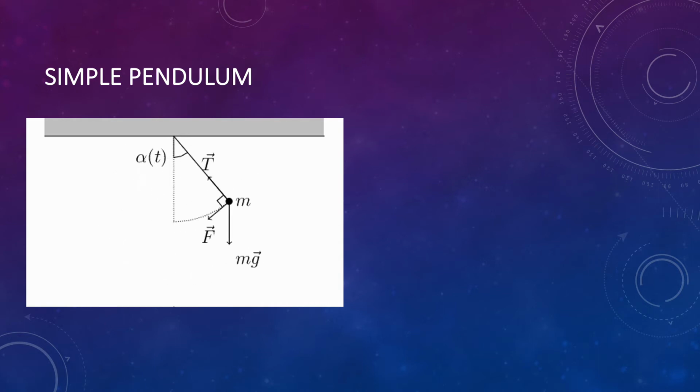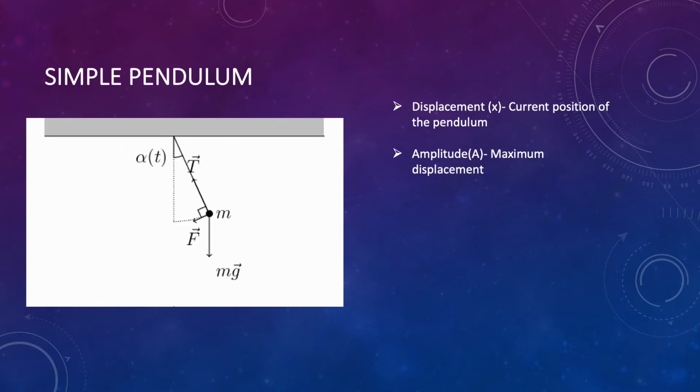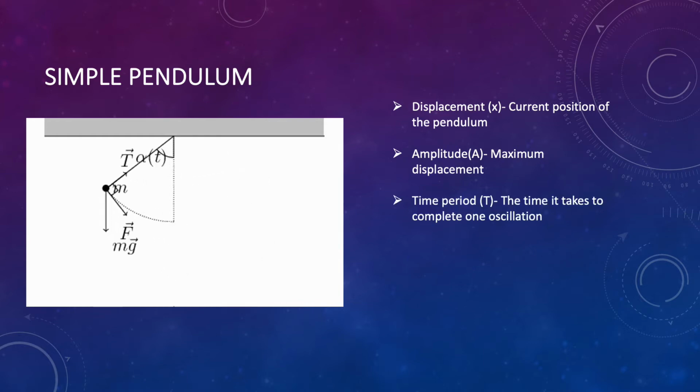The pendulum oscillates around a central midpoint, what we call the equilibrium position. We usually measure the current position of a pendulum from the equilibrium, and this is called the displacement. The maximum displacement of the pendulum from its equilibrium position is called the amplitude. And the time it takes to complete one complete oscillation is called the time period.